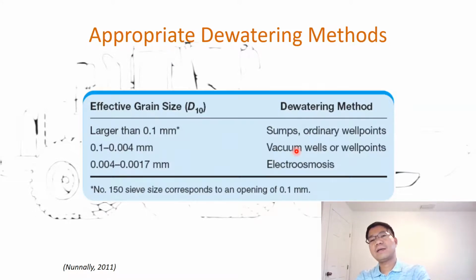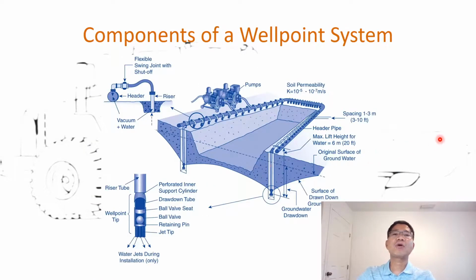As you can see, when the effective grain size is smaller, it is more difficult to get the water out of the well with the pump. That's why we have to use vacuum or electroosmosis. This here is one component of a well point system. You can see the potential excavation areas, and we set up the well points surrounding the areas, and we can get the water out with the pump.